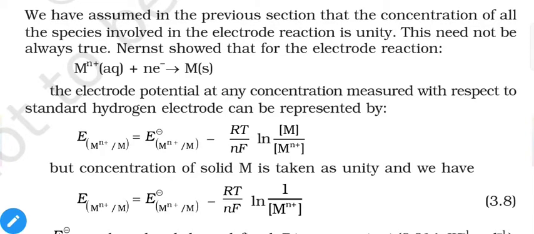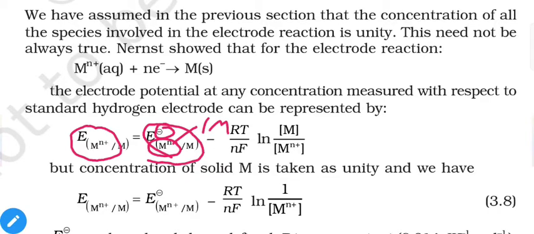The electrode potential at any concentration, measured with respect to the standard hydrogen electrode, can be represented by an equation in which the symbols with the standard mark represent standard conditions, and without that symbol, the value represents non-standard conditions. That means this is the reduction potential in standard condition, where the concentration of Mn+ will be 1 molar, and this represents non-standard condition. That means this concentration is not unity, it can be anything other than 1.